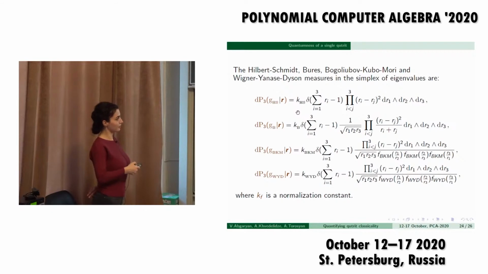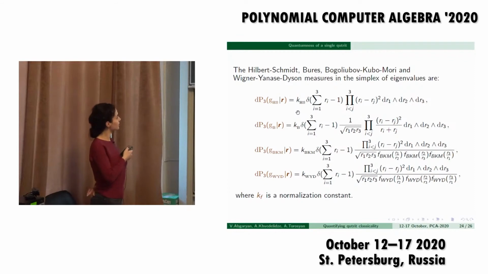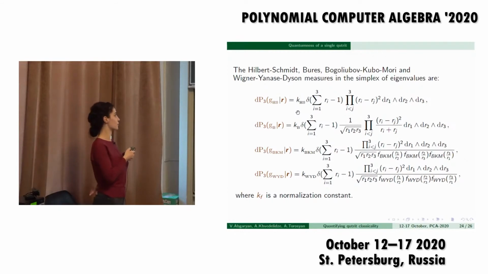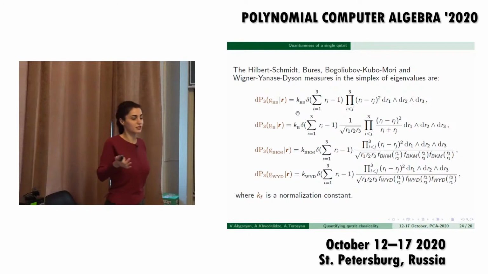I'm only a few slides left, so we're almost there. So we will consider these metric measures in the simplex of eigenvalues. These are the forms for a qutrit case, where kf is a normalization constant, and for every case it's different. You see that the first case is the Hilbert-Schmidt measure, and I'm saying that this measure is not monotone. We're interested in these cases, but it's like drinking water before dinner, so we just do it.